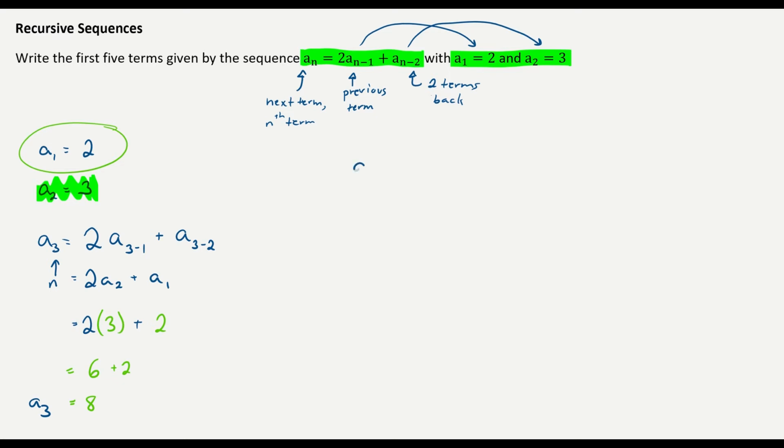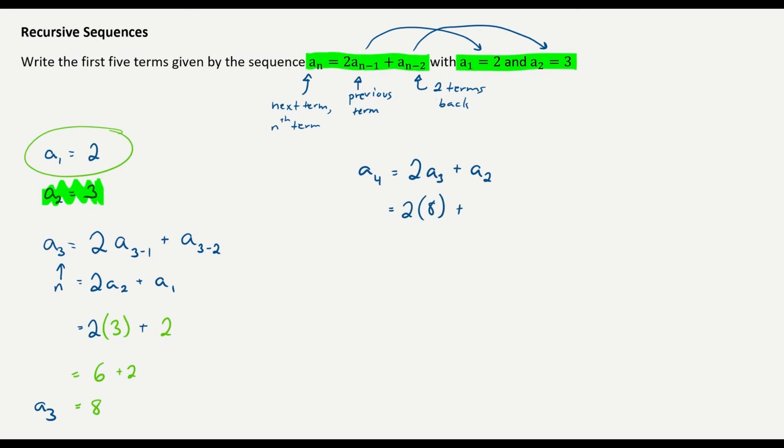Now let's go a little quicker as we find a sub 4. A sub 4 is equal to 2 times the previous term, which is a sub 3, plus the term 2 before, which is a sub 2. So that is 2 times what is the third term? 8. Plus what is the second term? 3. So we get 16 plus 3 is equal to 19. So that's the fourth term. The fifth term, that's 2 times the previous one, which is a sub 4, plus the term 2 before, which is a sub 3. So we go 2 times 19 plus the third term, which is 8. So we get 38 plus 8, which is 46 for the fifth term.